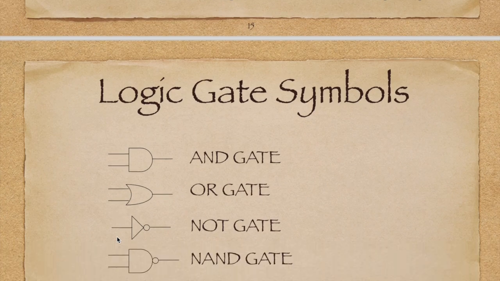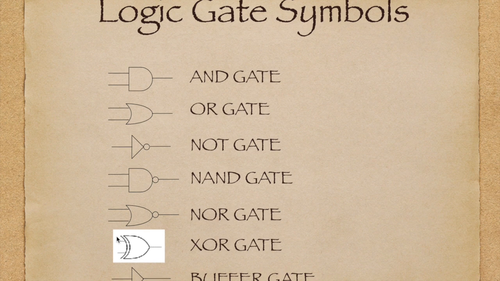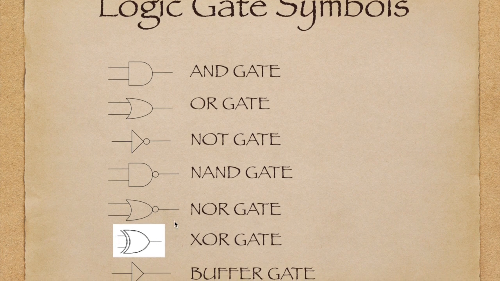This page also you should commit to memory. You should be able to draw an AND gate, an OR gate, the NOT, the NAND gate, the NOR gate, the exclusive OR gate, and the buffer. Please keep in mind that with the AND operations, the back side is flat, then we have a round.